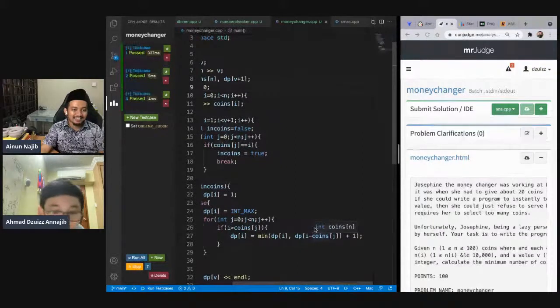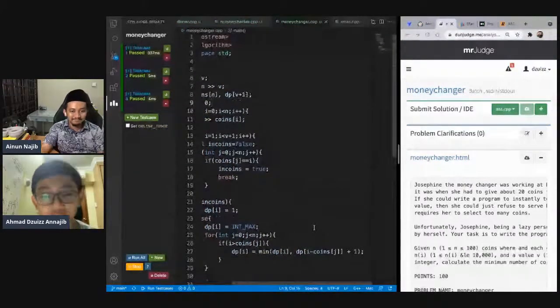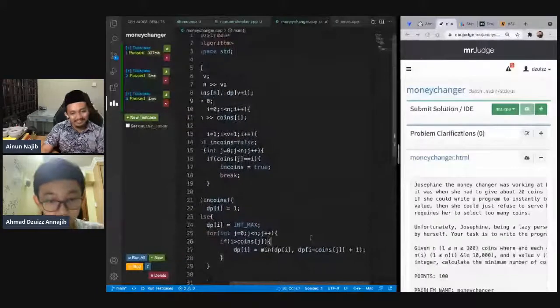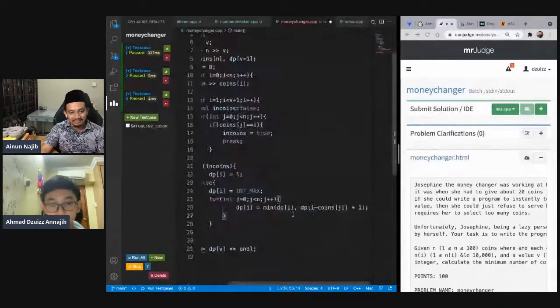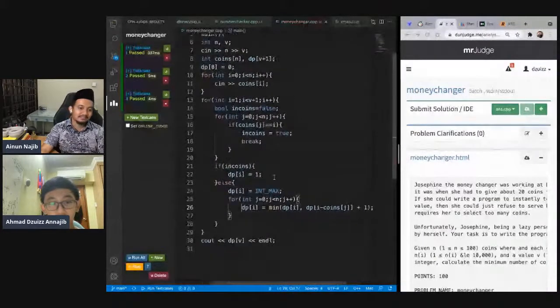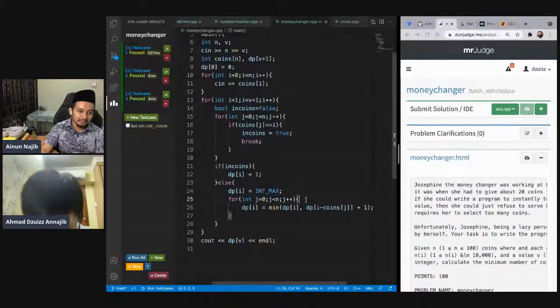Okay, can you clean up? Because it's neater that way, right? You don't need the in coins logic now. You don't need the in coins, you don't need the if else. You just need that for loop. Those two for loops, that's all you need.